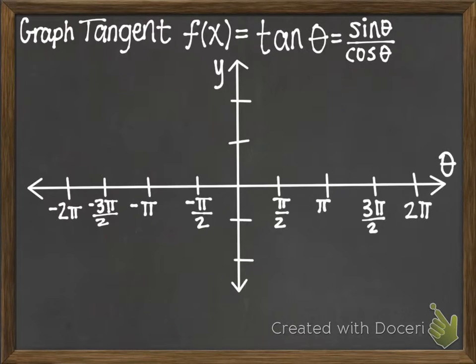So if I take the tangent of 0, what do I get? You get 0. Tangent of pi over 2. You're right, it's undefined. How do you indicate a function is undefined on its graph? How do you show that?